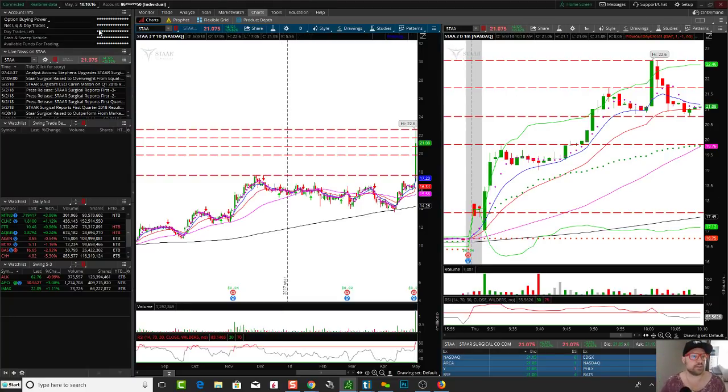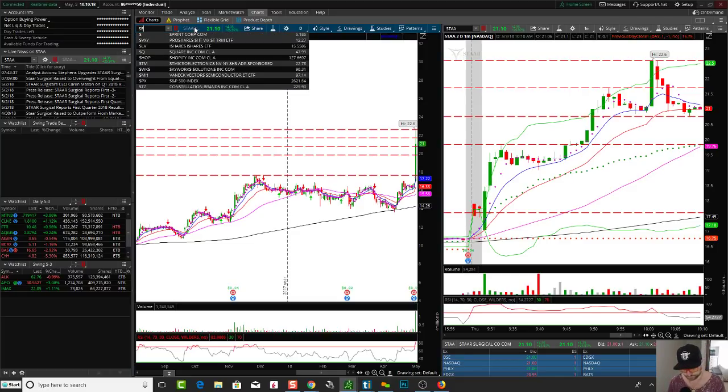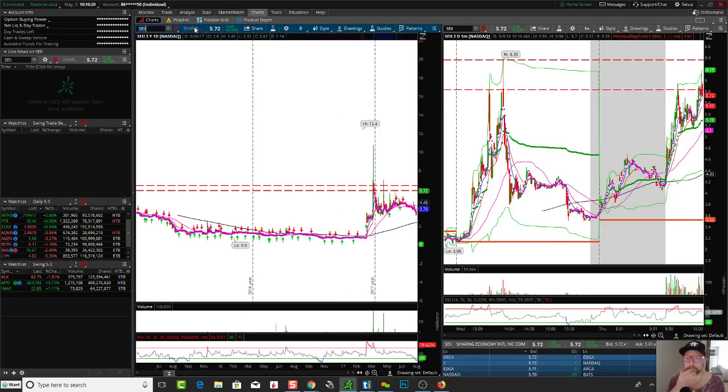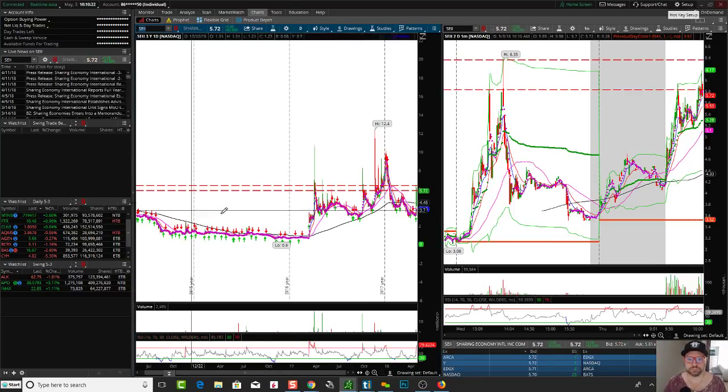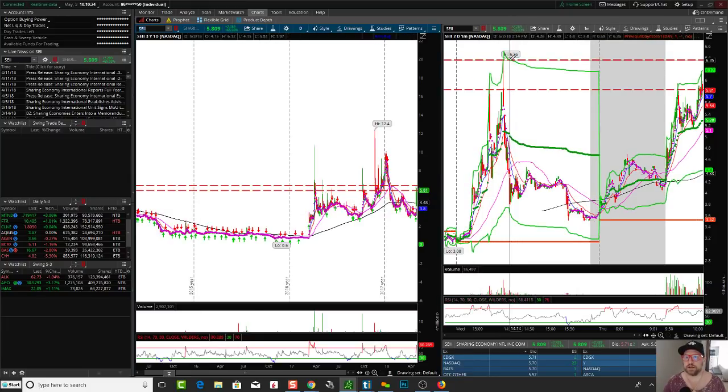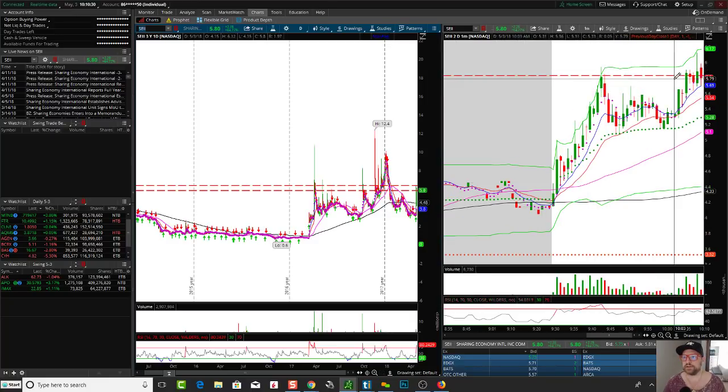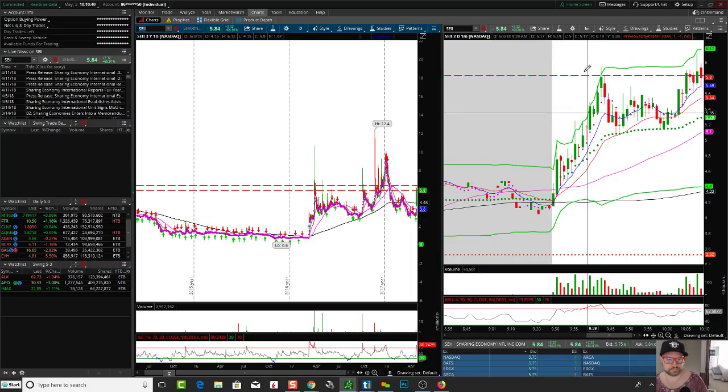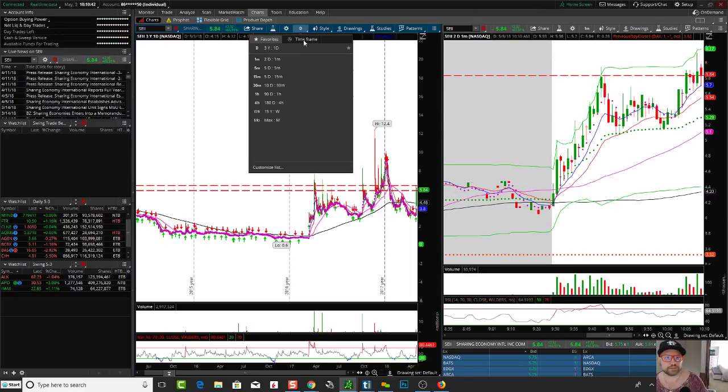SEII, let's take a look. So that 635, that's going to be resistance. Also high of day here. It's kind of getting messy. Pump and dump. Take a look at a 5-minute.